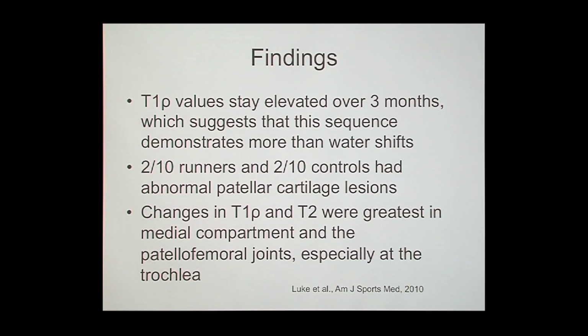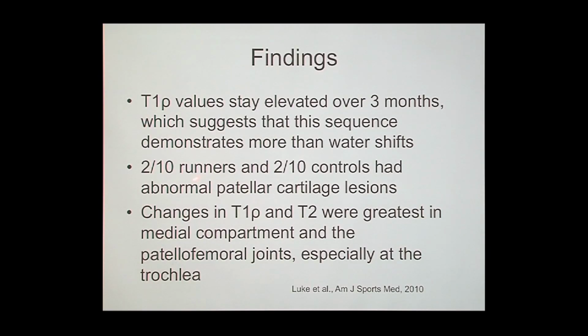So what were the summary things from my study? Over 3 months, these T1 rho values stayed high, so something else is happening than just shifts in water. There might be some mild degeneration of some sort that's occurring here. The interesting thing was just looking at the MRI, some people had actual divots. These are all asymptomatic runners. They had no problems. They were going to train.